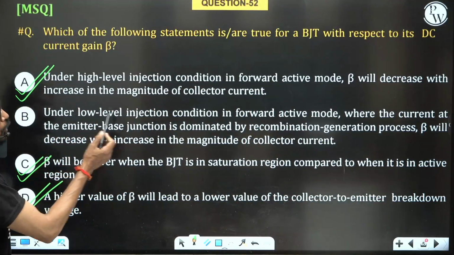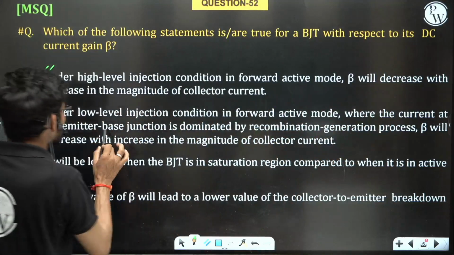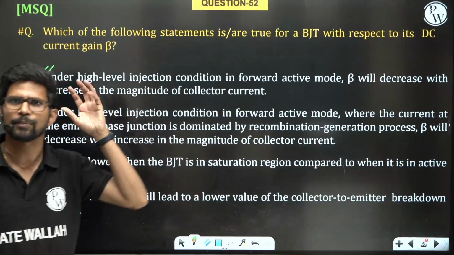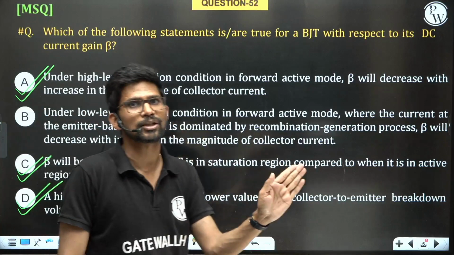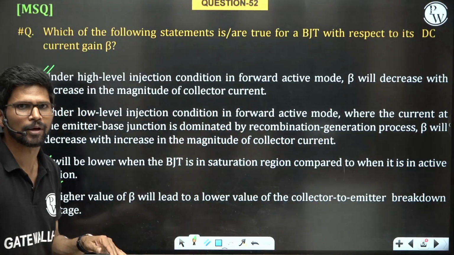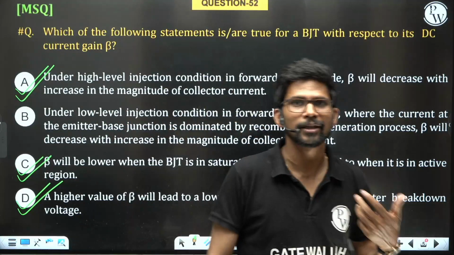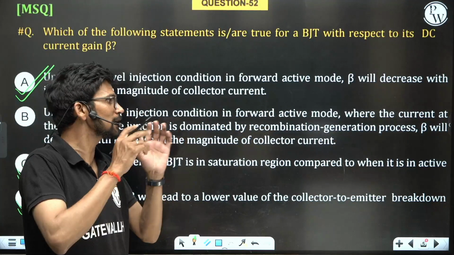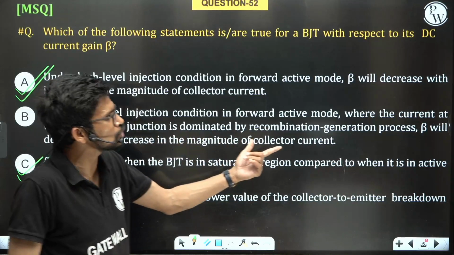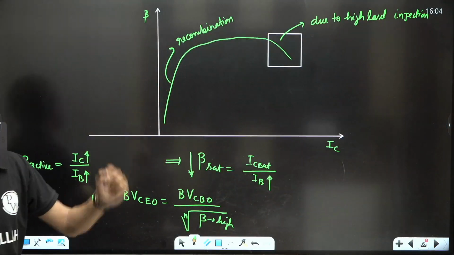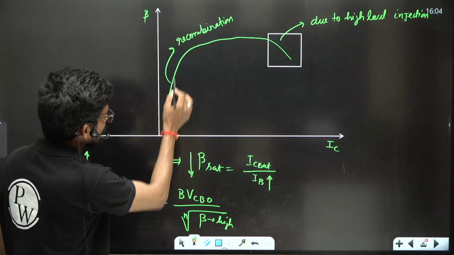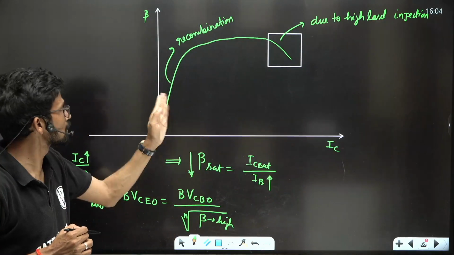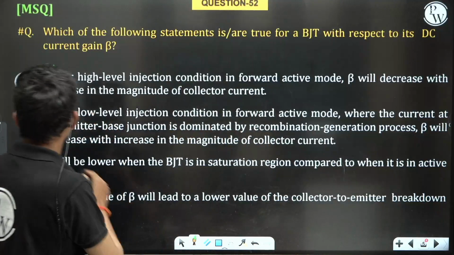In low level injection, the recombination generation process dominates. The carriers injected from the emitter into the base get recombined, and those which are not recombined are transferred to the collector, from which we get the ratio IC upon IB. So under low level injection, beta will increase with the increase in collector current. Here with increasing collector current, x is increasing, y is decreasing; there, x is increasing, y is increasing. So this option is wrong.